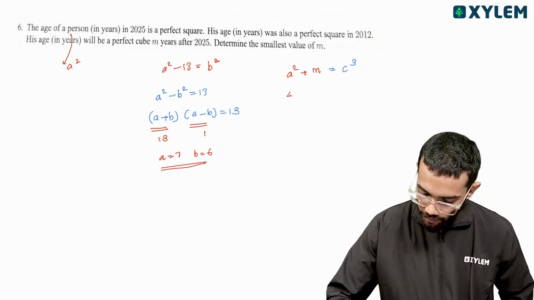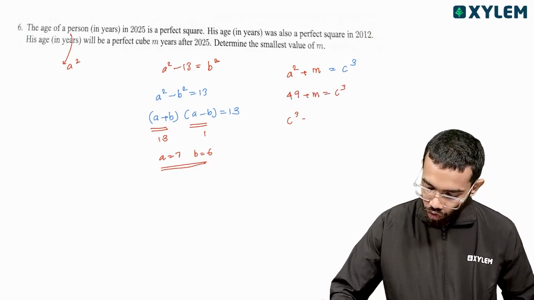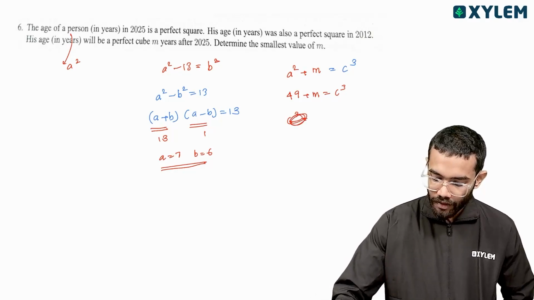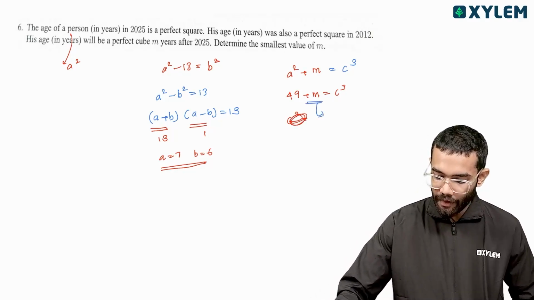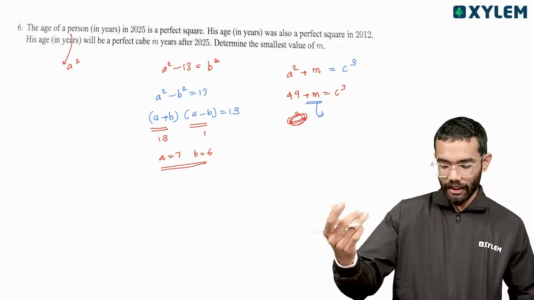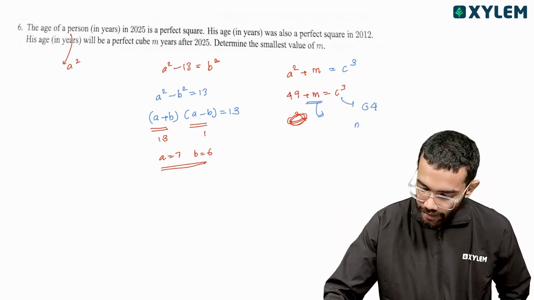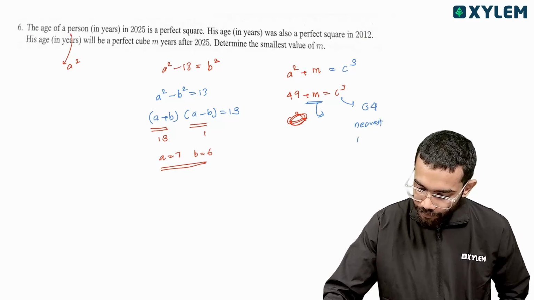So let's give it here. 49 plus m is equal to c cube. So c cube is equal to 49 plus m. അങ്ങനെയാണെന്നുണ്ടെങ്കിൽ what should be the minimum value of m? അതായത് 49 m ആഡ് ചെയ്താൽ ഒരു പെർഫെക്റ്റ് ക്യൂബ് എത്തണം. അപ്പോൾ തൊട്ടടുത്തുള്ള പെർഫെക്റ്റ് ക്യൂബ് ഏതാണ്? 64. നിയറസ്റ്റ് പെർഫെക്റ്റ് ക്യൂബ്.